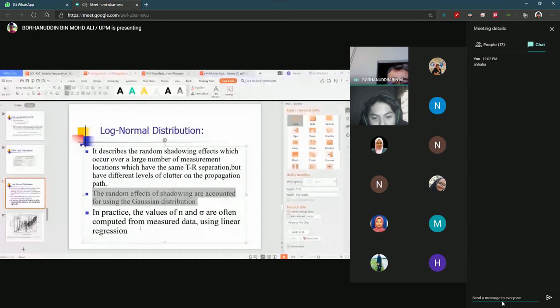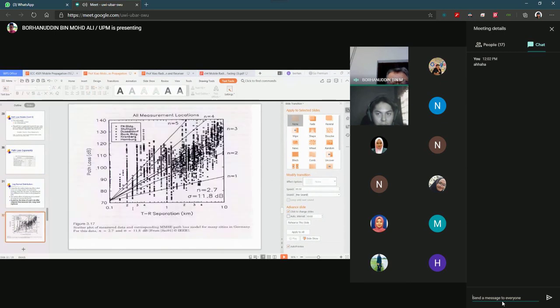This random effect of shadowing is accounted for using a Gaussian distribution. In practice, the values of n and sigma are often computed from measured data using the linear regression method. So as I mentioned, you have to do lots of measurements and then using linear regression, you try to match it with some statistical distribution. In this case, the closest one is Gaussian. Then you can derive mu, which is the mean, and sigma, the standard deviation, and it follows a Gaussian distribution. So this is one sample. I think we've seen this one as well.